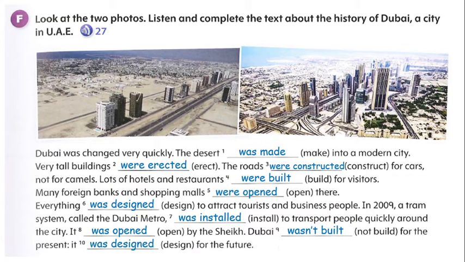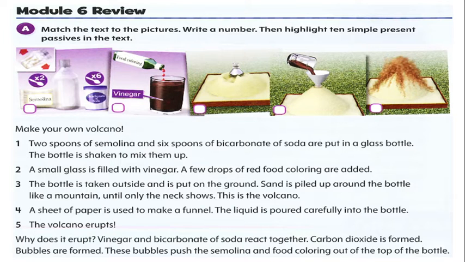Let's go next. Match the text to the picture, write a number, then highlight 10 simple present passive verbs in the text. This is just 1, 2, 3, 4, 5.